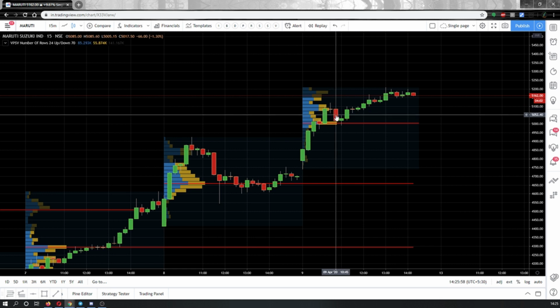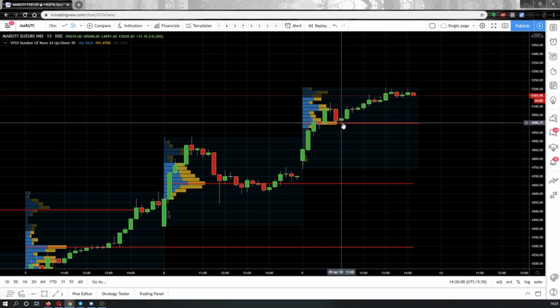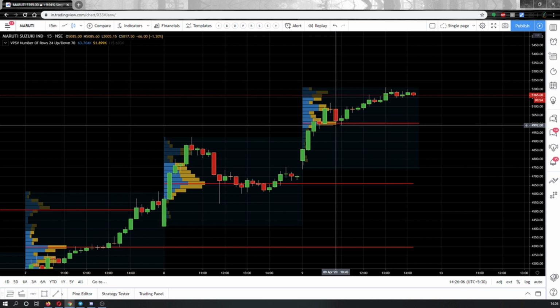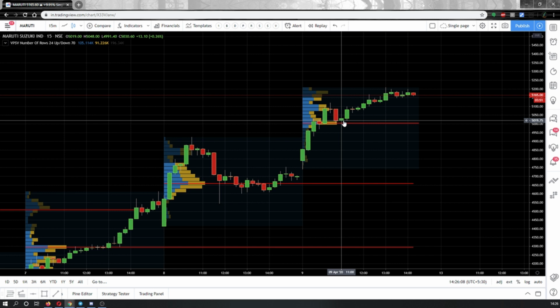10:45 candle, which is again red, and then comes the 11 o'clock candle, which tells you that it is taking a perfect support at the POC line, and this is the time when you can initiate your long entry. Okay, 5030 is somewhere here. So this is the exact point where you can take a long entry.